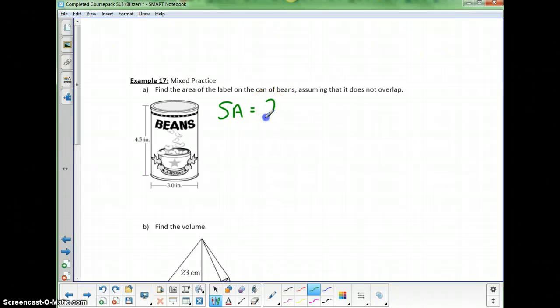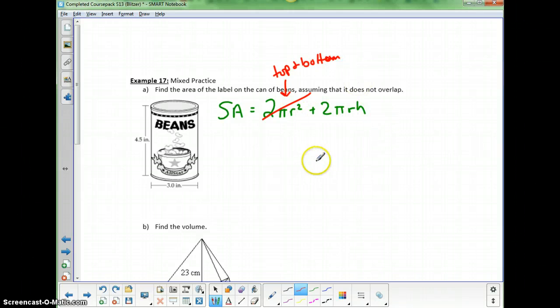So the formula for surface area was 2 pi r squared plus 2 pi r h. If we remember, this part right here was for the top and the bottom, the two circles. Pi r squareds are circles, there's two of them. That's for the top and bottom, so I don't need those two parts in this particular case. I'm just going to use the 2 pi r h. So the label size is going to be 2 pi r.